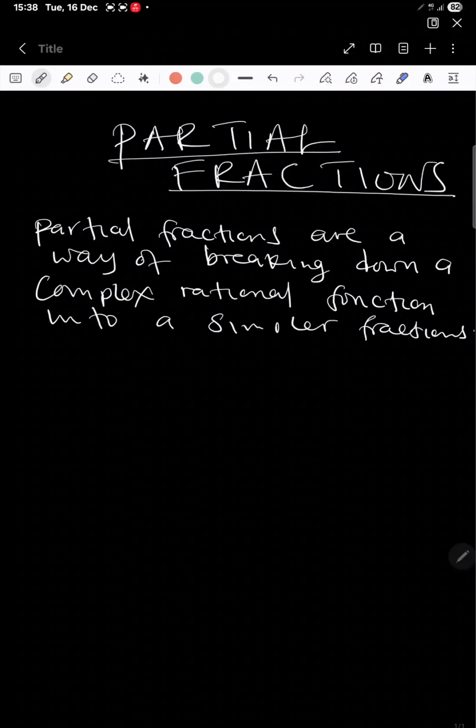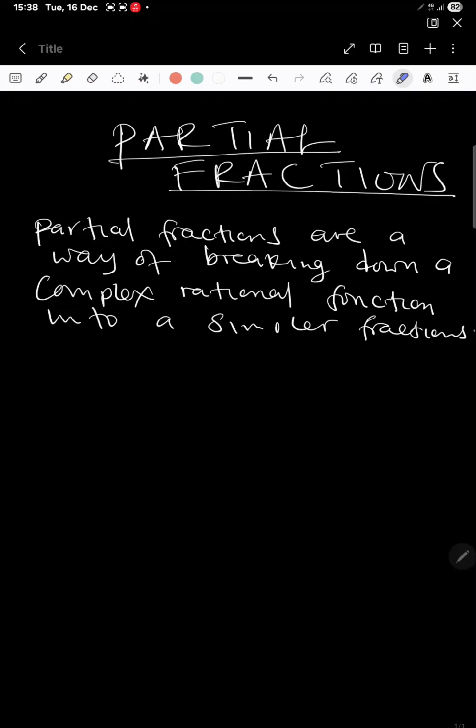In this video, we are going to look at what we call partial fractions. Now, what are these partial fractions? Partial fractions are simply a way of breaking down a complex rational function into simpler functions or fractions.